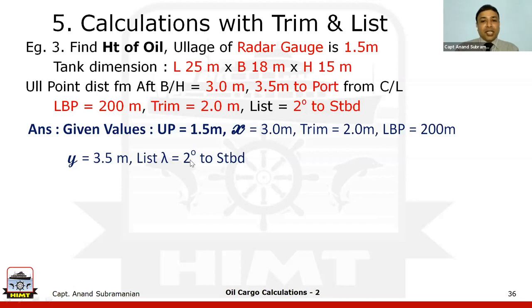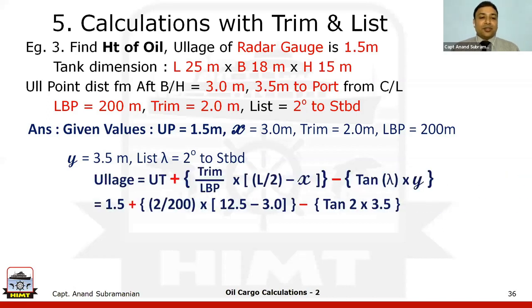Now remember, the offset is to port, and the lambda is starboard. That means they're opposite. If it is opposite, what is the sign for that particular list correction? Negative. Okay. So now this is the formula to be used. UT is the actual ullage from the radar gauge. This is plus. Why is it plus? Because the radar gauge is at a distance of 3 meters from the aft bulkhead, towards the trimmed end. That is why this particular term is positive. This is negative here. This is the trim correction. This is the list correction. The list correction is negative. Why? Because 3.5 to port and lambda to starboard. Opposite sides. That is why it is minus.